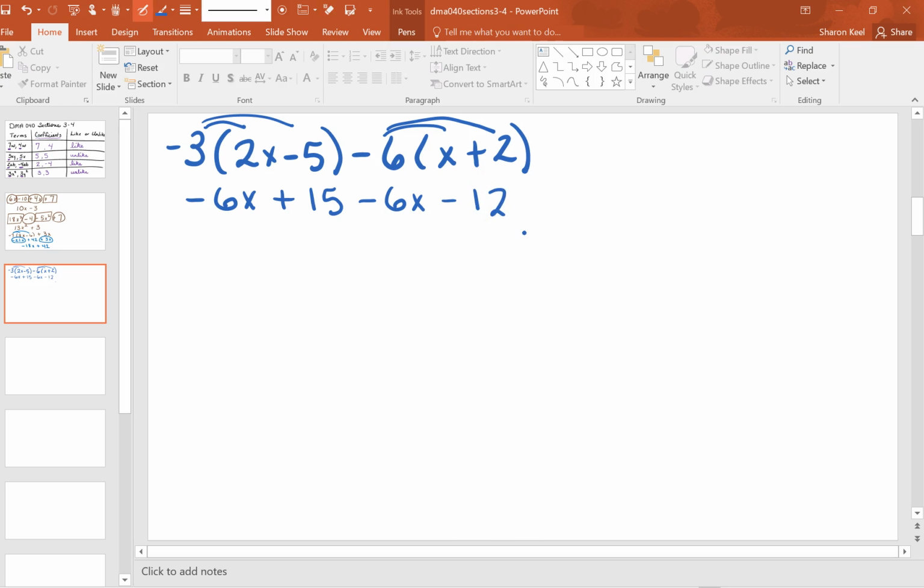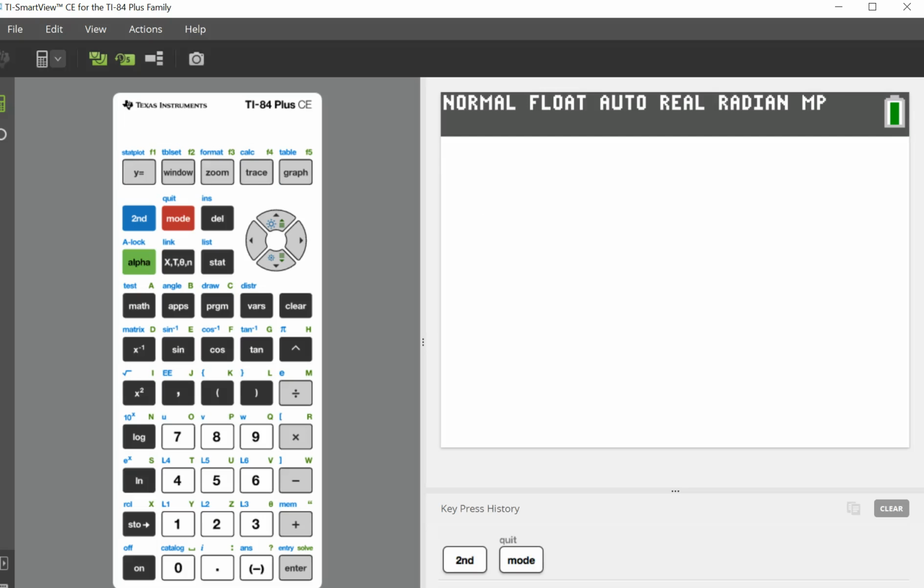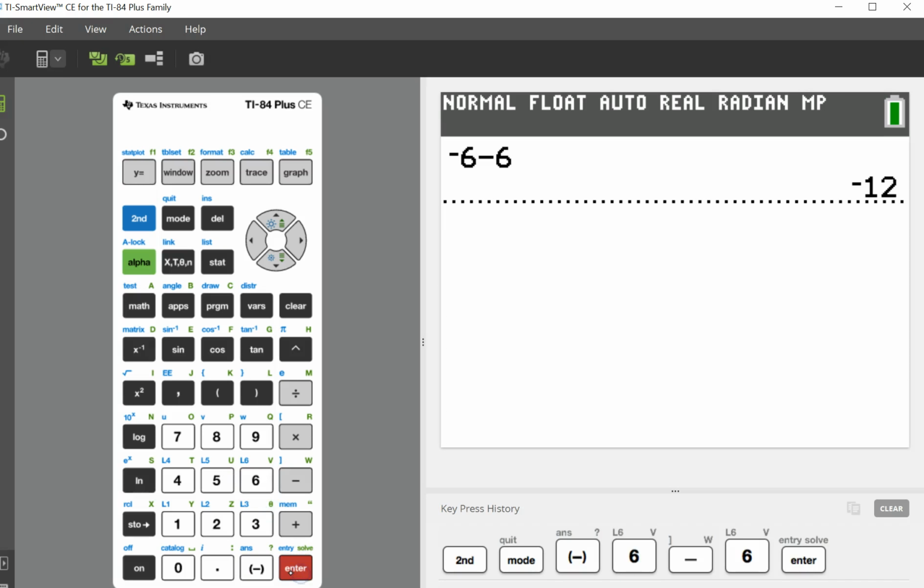Now, what I need to do is combine my like terms. So I have negative 6x minus 6x. Now let me show you something. If you're using your calculator and you have negative 6 minus 6, you can key that in and get your answer of negative 12. Let me show you a common mistake.